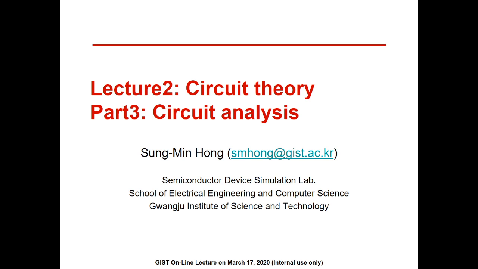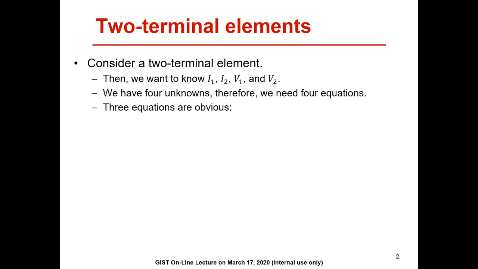Hi everyone, in this video we will discuss how to analyze the circuit. By analyzing a circuit, we can calculate the terminal currents and the terminal voltages of all elements. Consider a two-terminal element. Then we want to know two terminal currents and two terminal voltages. Since we have four unknown quantities, we have to identify four equations.